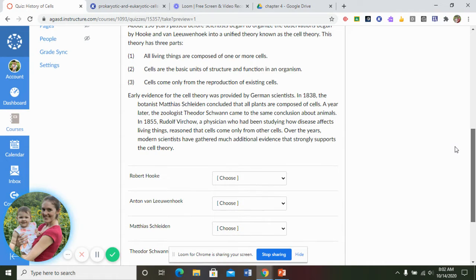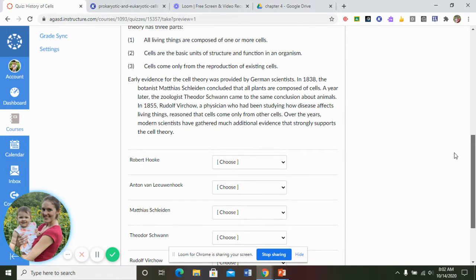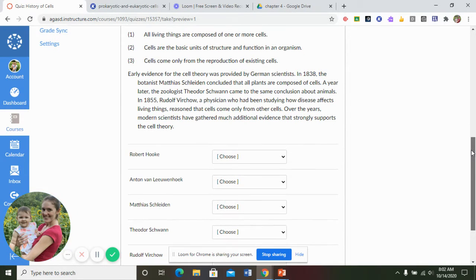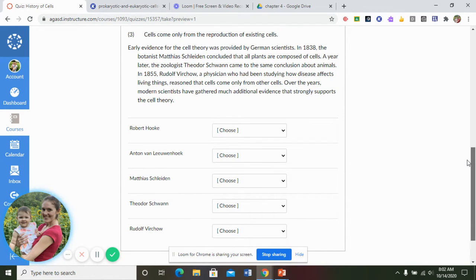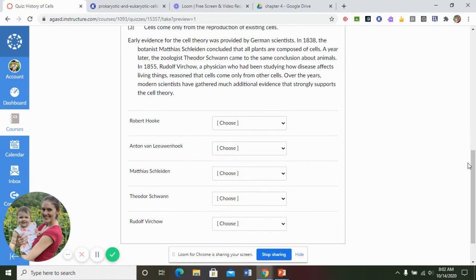In 1838, the botanist Matthias Schleiden concluded that all plants are composed of cells. A year later, the zoologist Theodor Schwann came to the same conclusion about animals. In 1855, Rudolf Virchow, a physician who had been studying how disease affects living things, reasoned that cells only come from other cells. Over the years, modern scientists have gathered much additional evidence that strongly supports the cell theory.